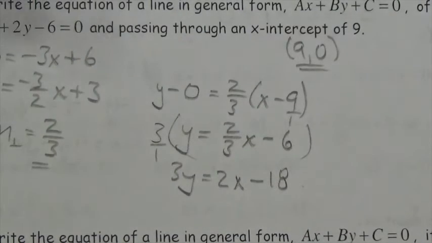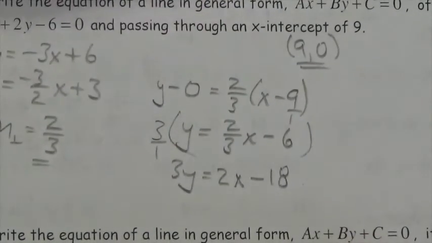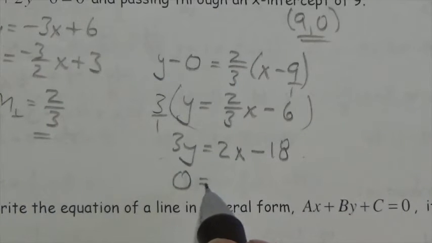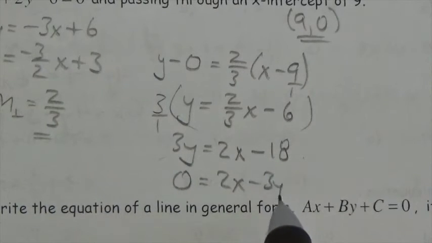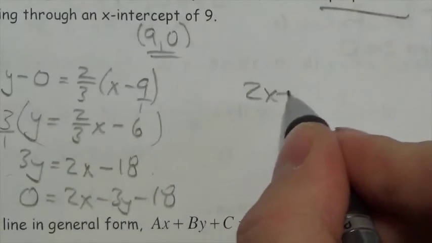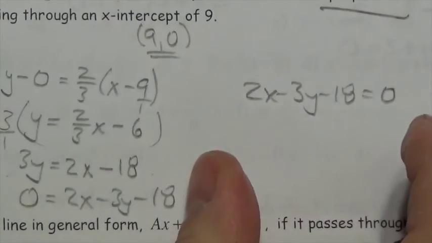To put this into general form, I want everything on one side. I want the coefficient of the x to be positive. So I'll bring the 3y over. So 0 is equal to 2x minus 3y minus 18. And if you don't particularly like that, you can bring everything over and write this as 2x minus 3y minus 18 equals 0. And there you go.